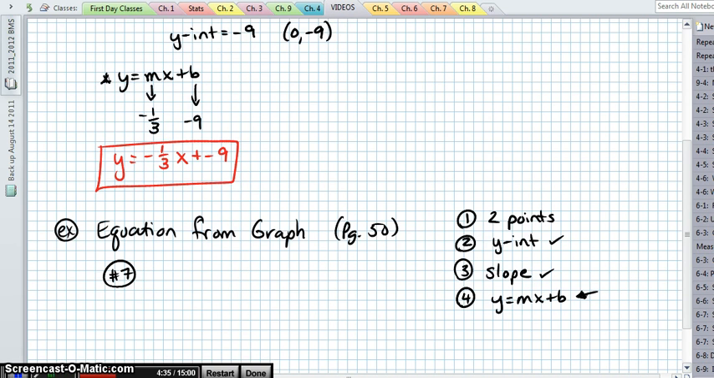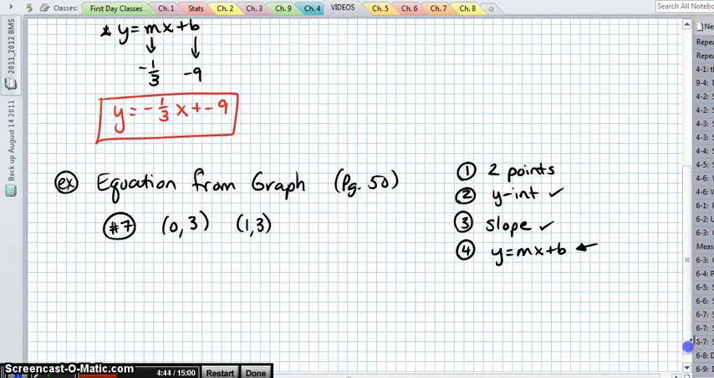So for number 7, we have, what do we have? Let's pick any 2 points. I might as well use the y-intercept, why not? So I'm going to choose 0, 3, and I'm going to choose the point next to it, 1, 3. I have my 2 points. My y-intercept happens to be one of them.